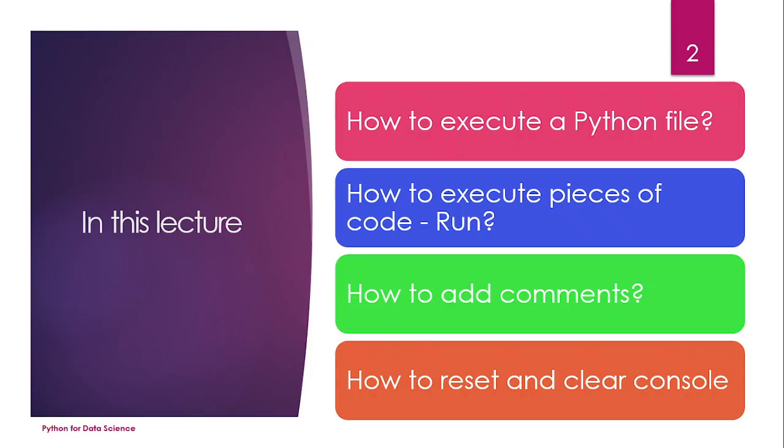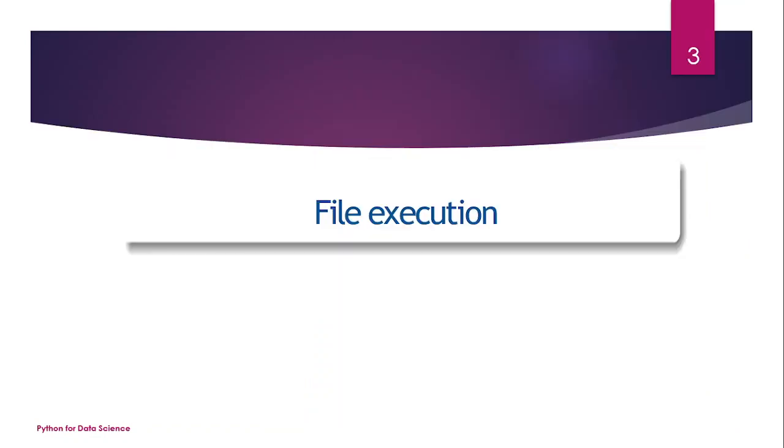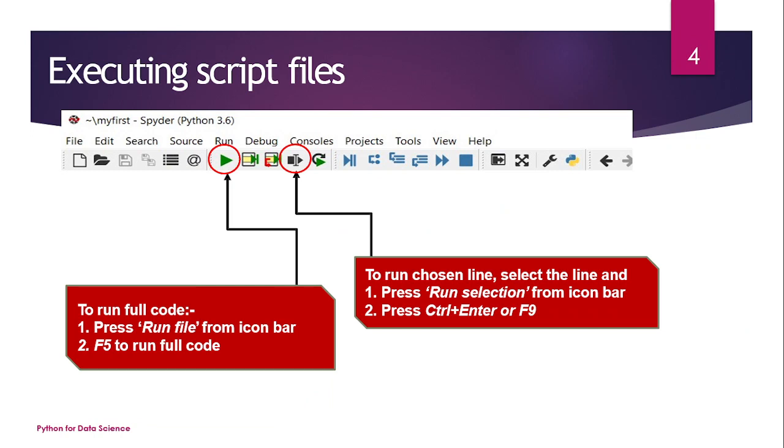So what are we going to see in this particular lecture? The first thing we are going to see is how to execute a Python file. Then we are going to see how to execute a particular line of a command. Then how do we add comments in this particular software, and then we are also going to see how we can reset and clear the contents in a console. If you see regarding the file execution, there are two different methods of file execution.